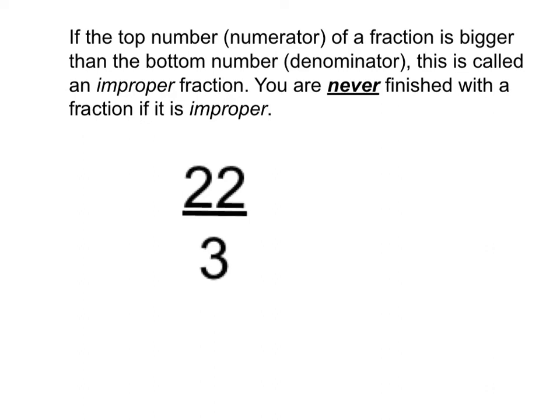So if the top number, the numerator of a fraction, is bigger than the bottom number, the denominator, this is called an improper fraction. You are never finished with a fraction if it is improper. So this fraction is improper because obviously 22 is much bigger than 3. So anytime this top number is the biggest number, you have an improper fraction.